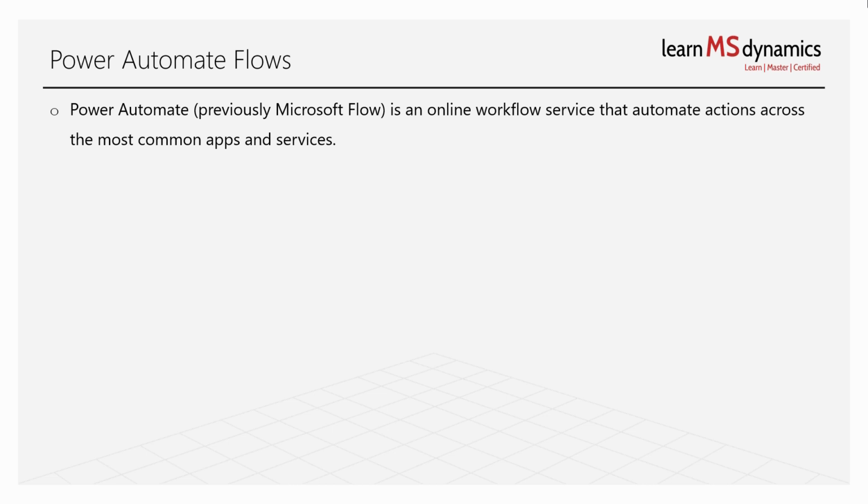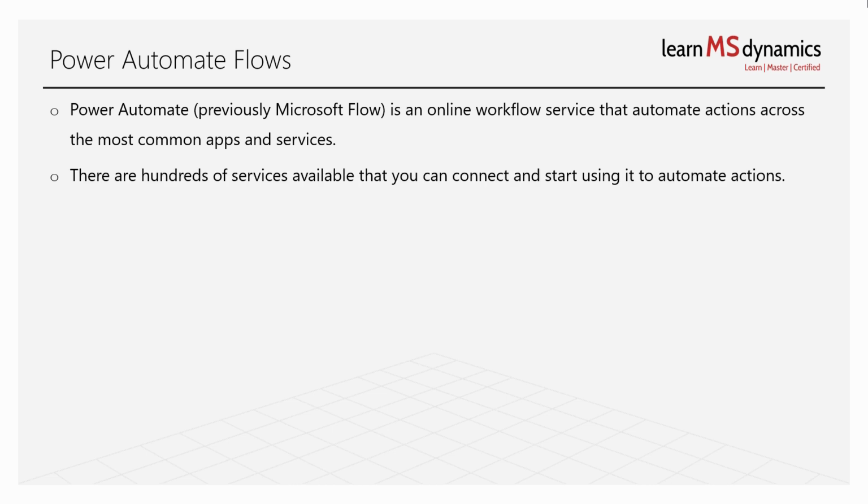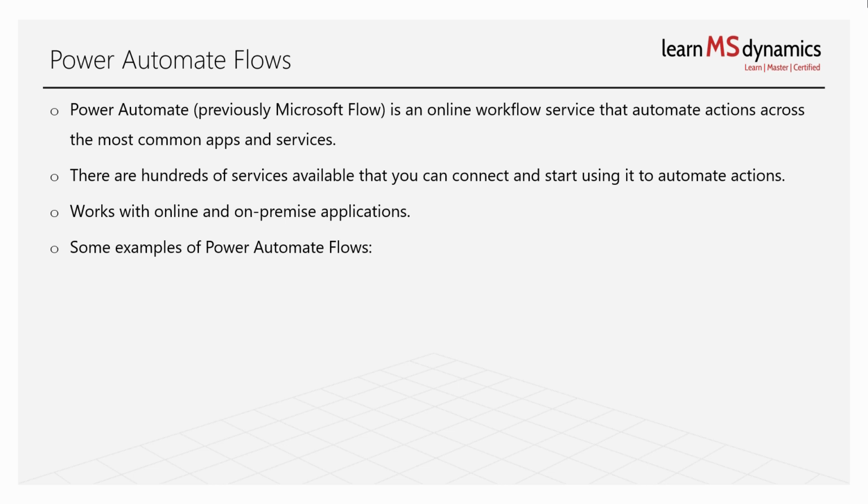If you've heard of a very popular service called Zapier, this is something very similar to Zapier. And there are hundreds of services available that you can connect and start using to automate actions. So it works with online as well as on-premise applications, and some examples of Power Automate flows are like you can send an email notification when a high priority case is raised in Dynamics 365.